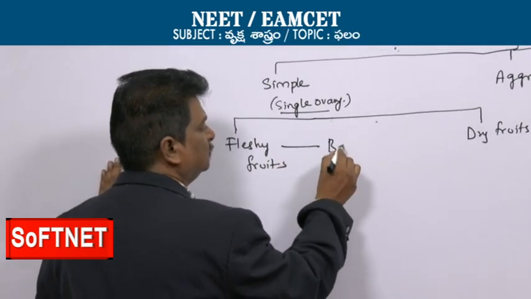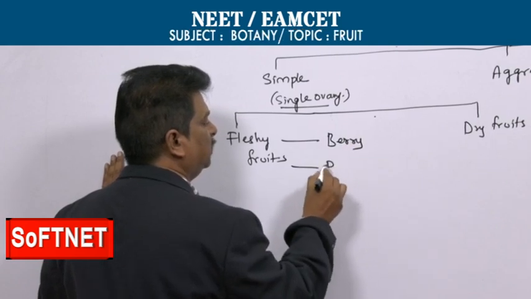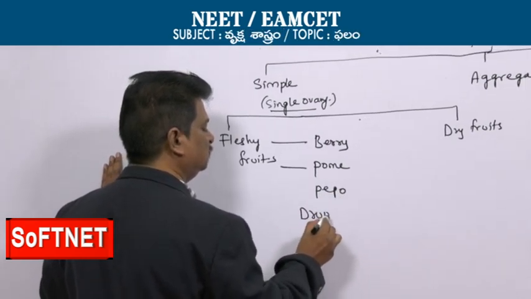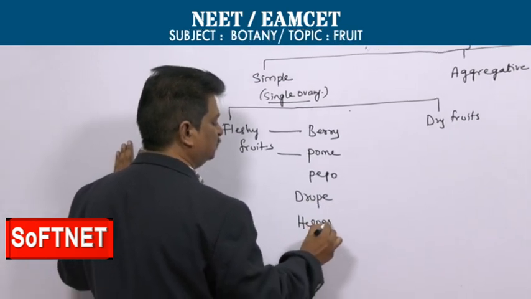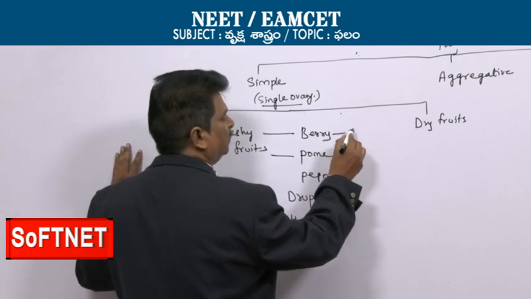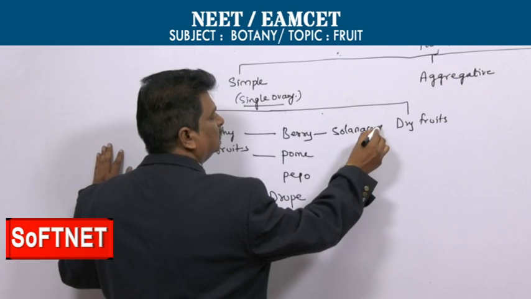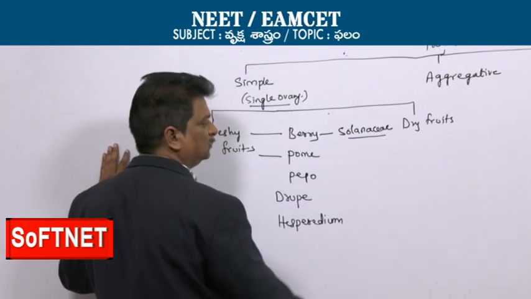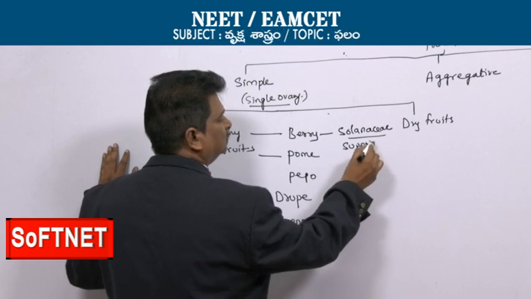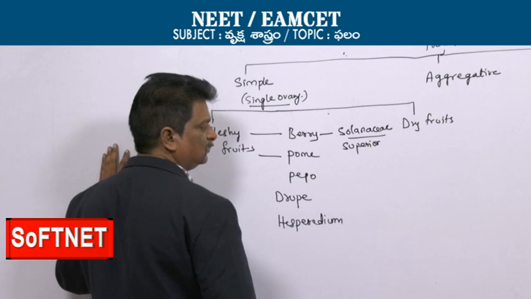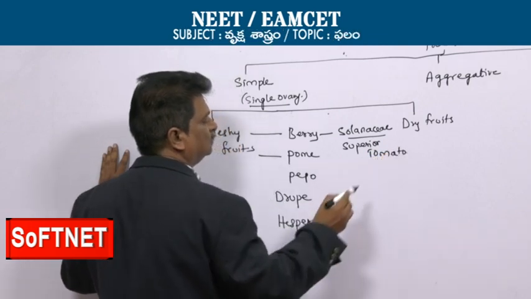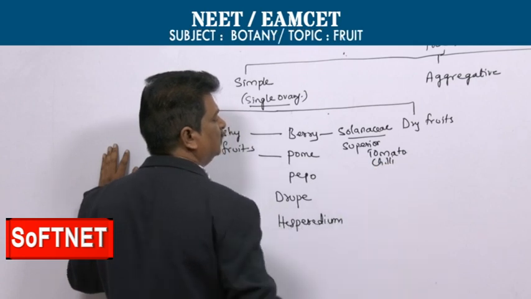Types of fleshy fruits: one is berry, then pome, pepo, then drupe and hesperidium. These are the types of fleshy fruits. So the first one, berry. Berry is the characteristic fruit of Solanaceae. Generally it is developed from a bicarpellary, syncarpous, superior ovary, as in Solanaceae, tomato and even chili.